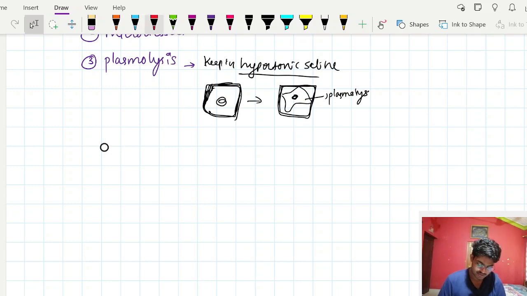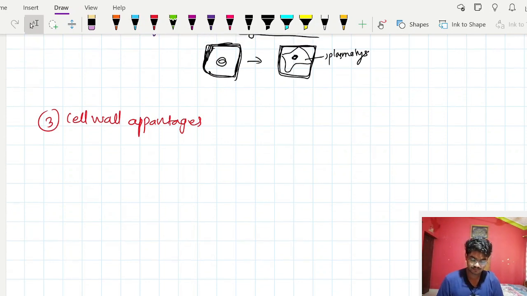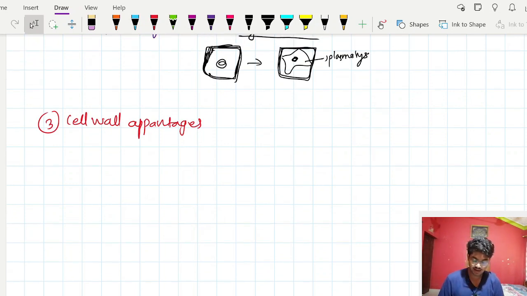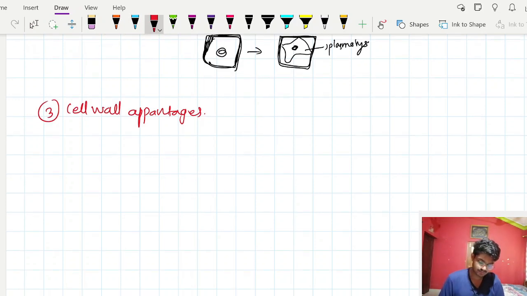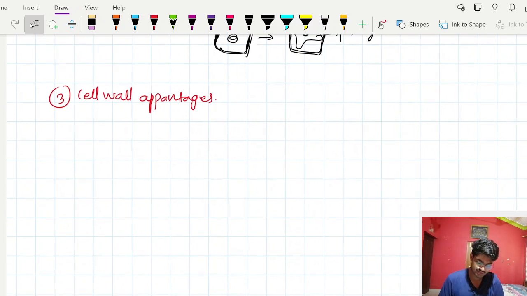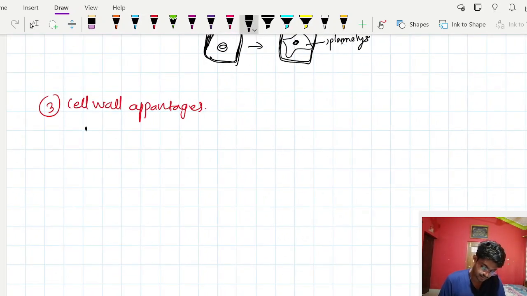Next we talk about cell wall appendages. The third one is cell wall appendages. Cell wall appendages are structures present outside the cell wall, like capsules, slime layers, flagella, pili, fimbriae, etc. So these are the cell wall appendages. First we deal with the capsule and slime layer.